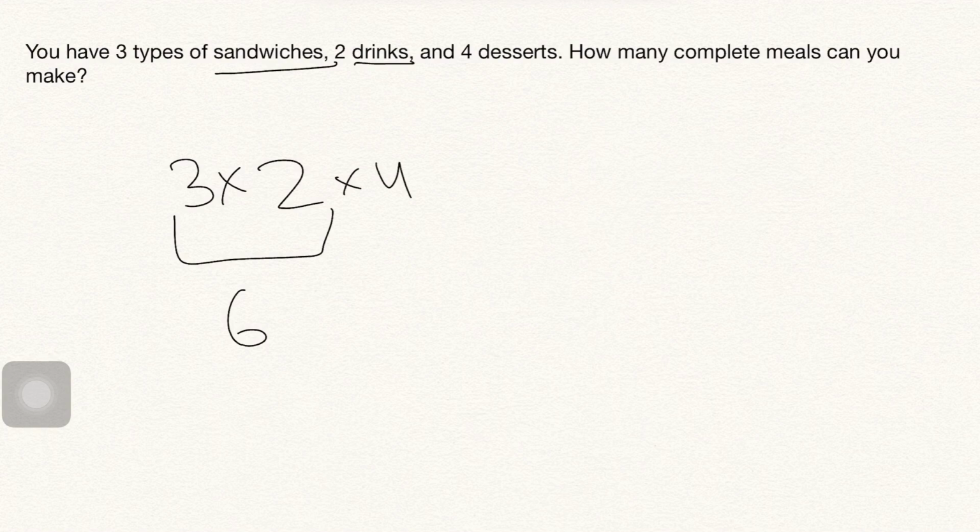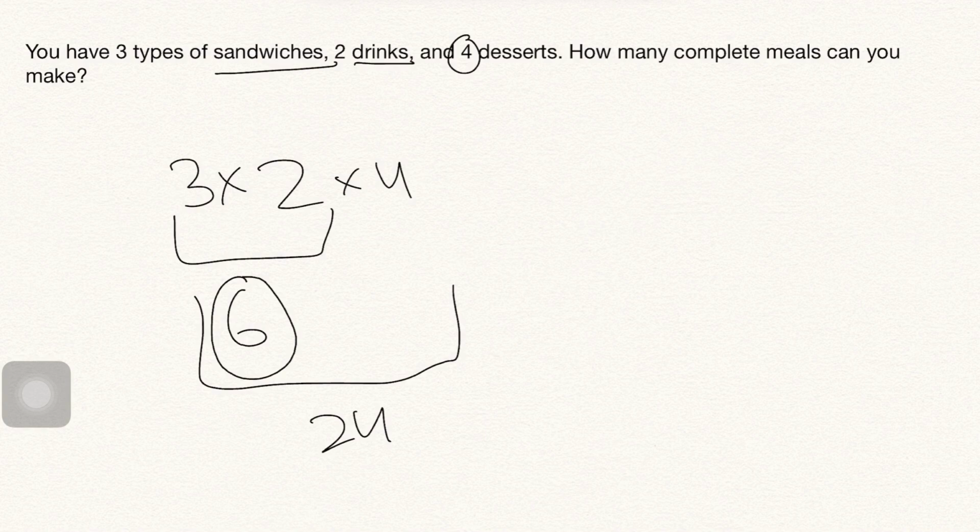Now, just like how we did times 2 when we counted the drinks, you would have to do times 4 when you count the desserts because there's 4 dessert options. So our total would really be 6 times 4, which is 24. Because there's basically 4 desserts you could pair the 6 with. So I hope that makes sense. The total number of complete meals you could make with those 3 components would be 24 meals.